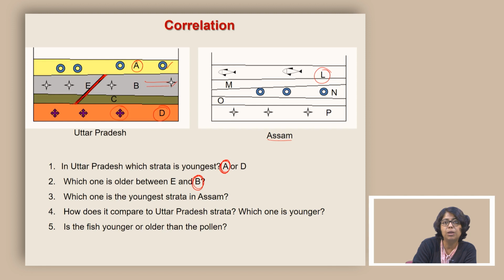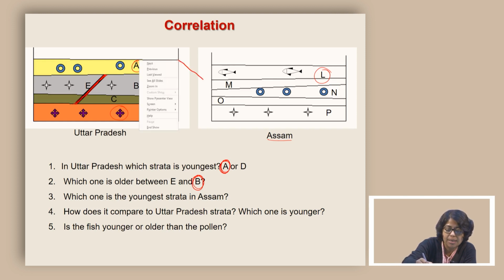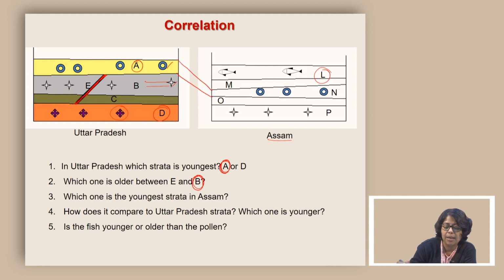Here, according to William Smith, if we connect the fossils, especially those fossils which are very specific to a particular strata, that will help us to tell the relative age of discrete successions. So, let us try to do that. We see these donut shaped fossils present even in Assam in layer N. So, we can say that A is the same as layer N, and if we connect that, that makes L a younger strata compared to A.